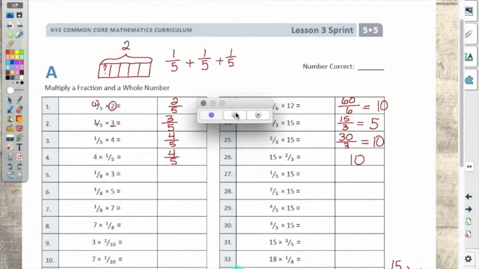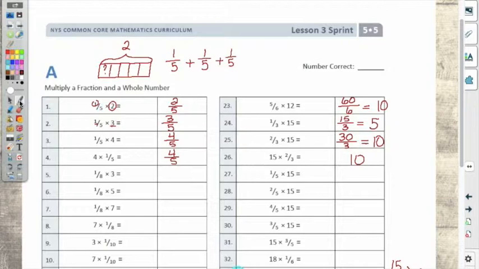Okay, answers for side A. 2/5, 3/5, 4/5, 4/5, 3/8, 5/8, 7/8, 7/8, 3/10, 7/10, 7/10, 2. 4/2 equals 2. 6/3 equals 2. 10/5 equals 2. 9/3 equals 3.